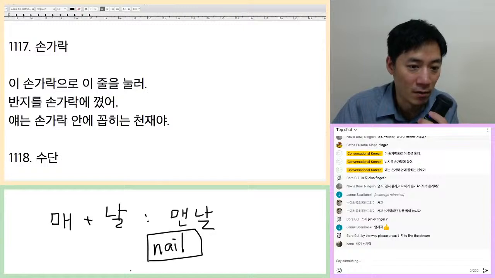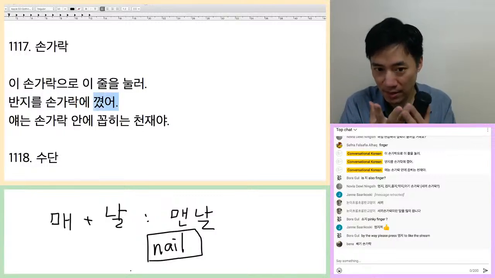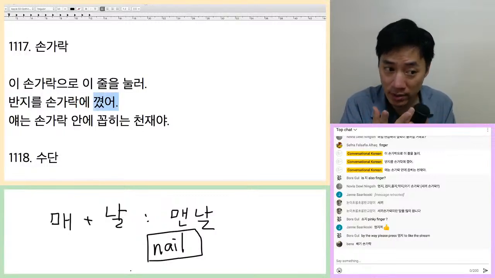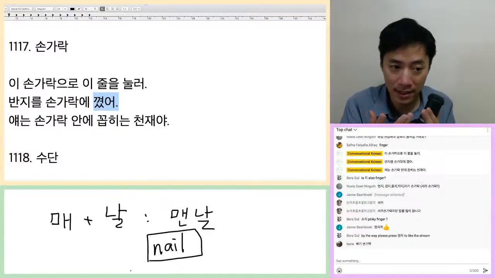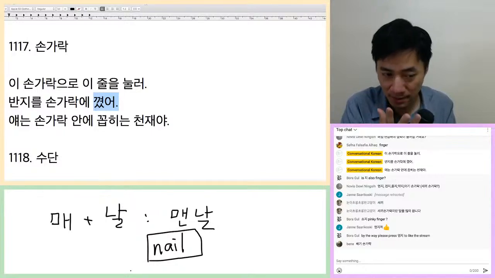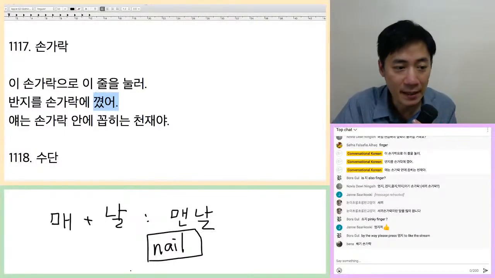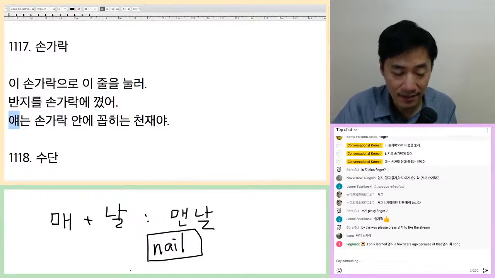So, we did this. 반지를 ring, 손가락에 끼다, to wedge, or to put something on something. In this case, to wear. So, I wedge, 끼다, wear a ring on my finger. 반지를 손가락에 꼈어. 네.